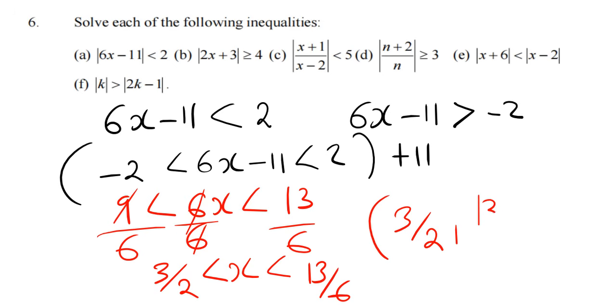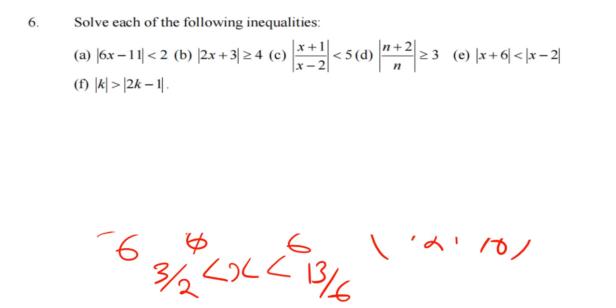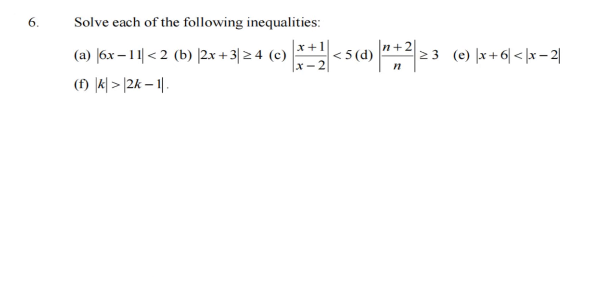Then this is 13 over 6. Both of them are not included because of the inequality symbols there. They are not included. So that is how you solve that one. However, you can also equate them individually if you wanted. You can say 6x minus 11 equals 2, of course. Then you solve it individually, and like that, it's still fine. You're still going to get the same range.